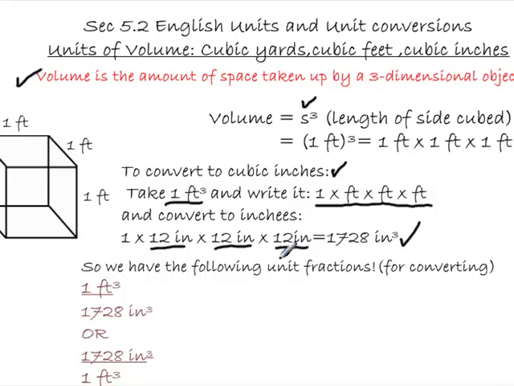So what we have here is a unit fraction: 1 cubic foot is equal to 1,728 cubic inches, and another unit fraction is 1,728 cubic inches over 1 cubic foot. Each one of these fractions is equal to 1. That's why it's called a unit fraction, because the quantity on top and the quantity on bottom of the fraction both represent the same quantity.